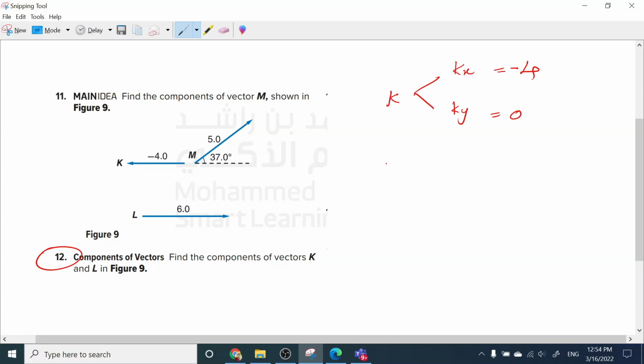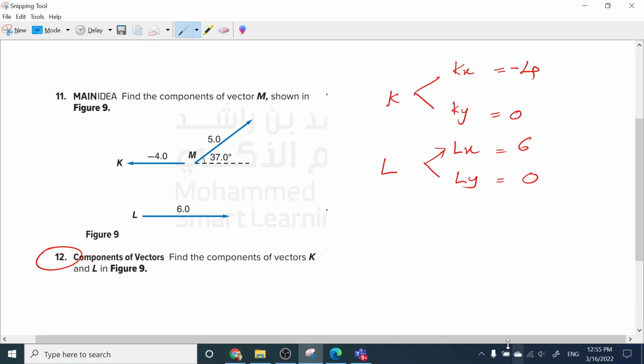In the same way, the x component of L is equal to 6. And what will be the y component of vector L? The y component of vector L will be 0, because this vector L is along the x-axis. So it will have only the x component, and its y component will be 0.